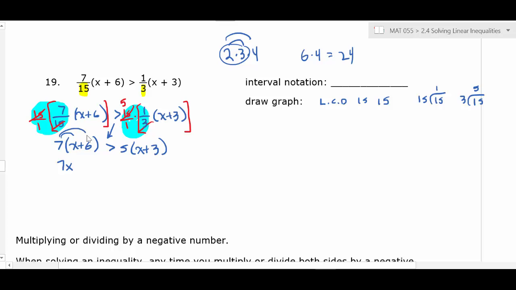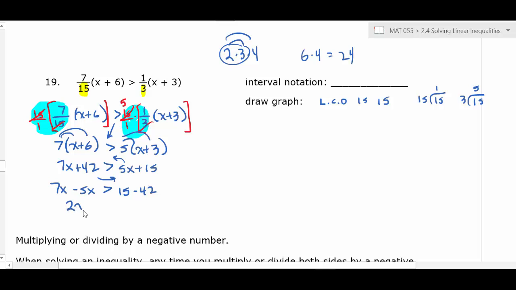So that's 7x plus 42 greater than 5x plus 15. Okay, like that. Rearrange. Get the variables on the left. Leave the 7x. Move the 5. So just move it. So that's minus 5x. Leave the 15. Move the 42. So that's going to be subtracting 42 from both sides like that.